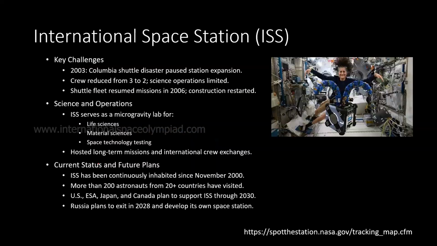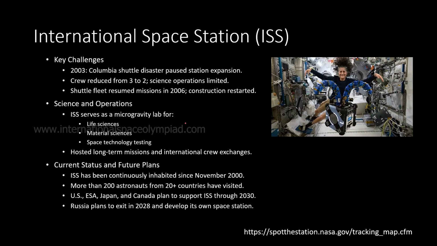So this is the International Space Station. Then ISS, the key challenges: 2003 Columbia disaster, post the station expansion, crew reduced from 3 to 2, science operations limited, because we need a proper vehicle to go there. But even before SpaceX, actually, Russia's rocket is the one used for almost all the International Space Station missions. Sometimes SpaceX is also used, especially for cargo.